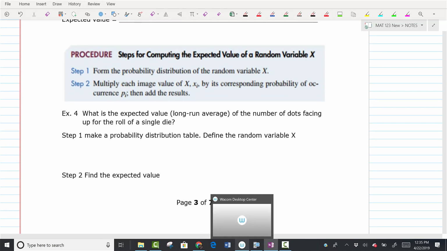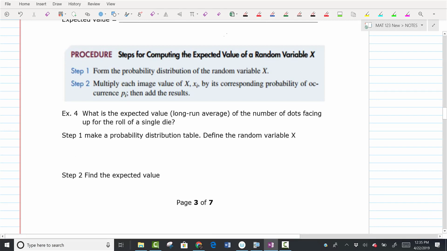Okay, so on this one, this says, what is the expected value or the long run average of the number of dots facing up for the roll of a single dice? So what we're going to do is make a probability distribution on this problem. So we're only rolling one dice. So here's kind of what happens on this.